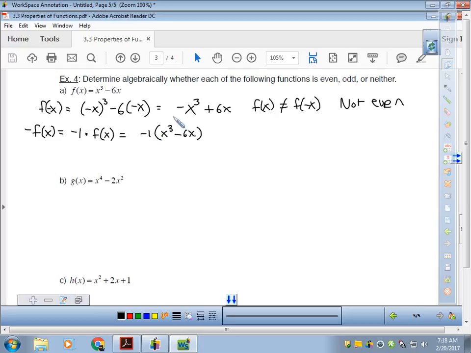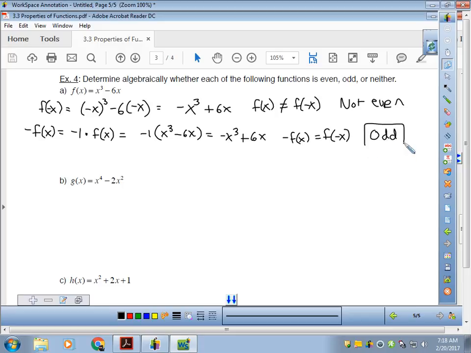Now take that negative 1, distribute it into the parentheses. Negative 1 times x cubed is negative x cubed. Negative 1 times negative 6x gives us a positive 6x. Okay. Now that we've found that, we compare it to this one. We don't compare it to the original, you compare it to the one right above it. So are these two the same? Yeah, these two are the same. So we can say negative f of x equals f of negative x. And since they are the same, that tells us this function is odd.